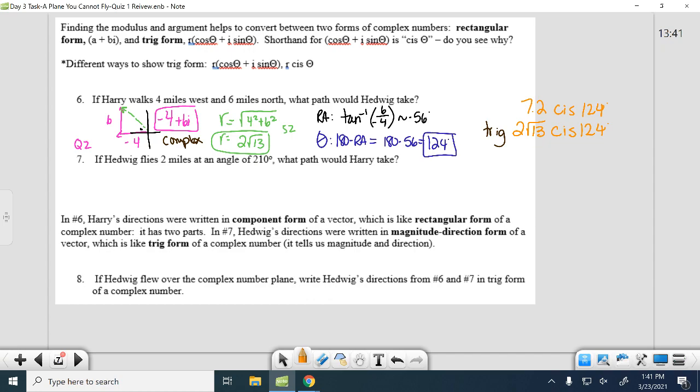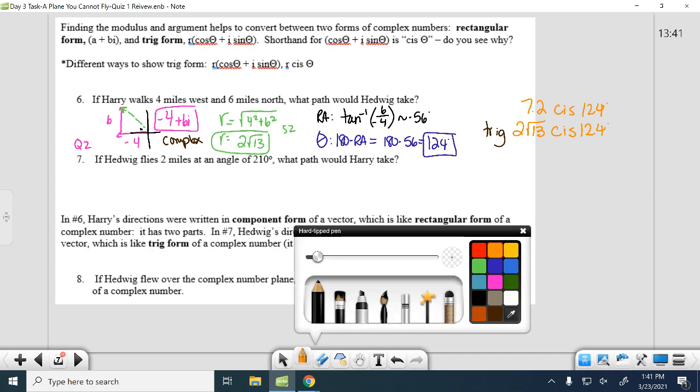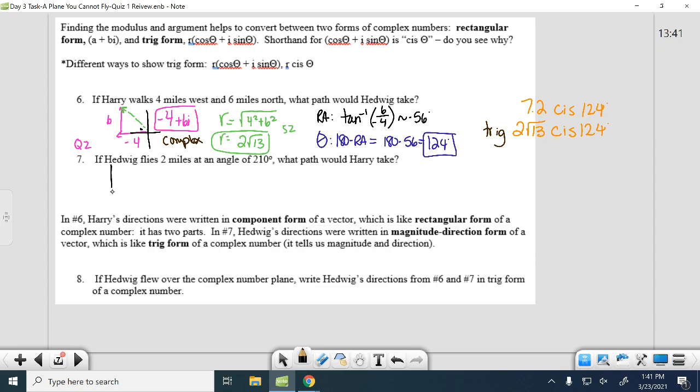Okay. Our next one is doing the same thing, but in reverse order. So now we have Hedwig. He's flying 2 miles at an angle of 210 degrees. All right, so where's 210 degrees? Down in quadrant 3. And he's flying 2 miles. So that is this distance. That's our r value. And our theta is 210.